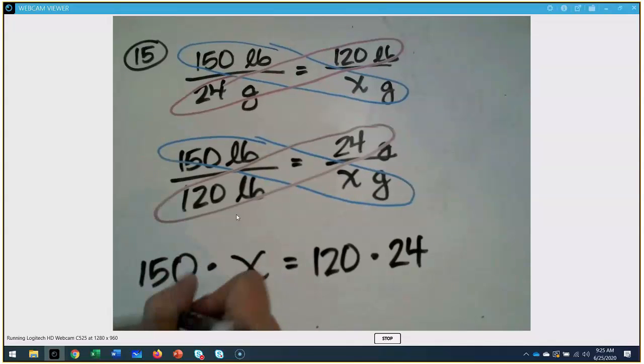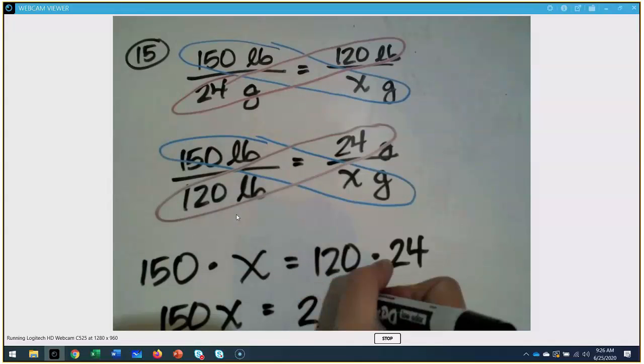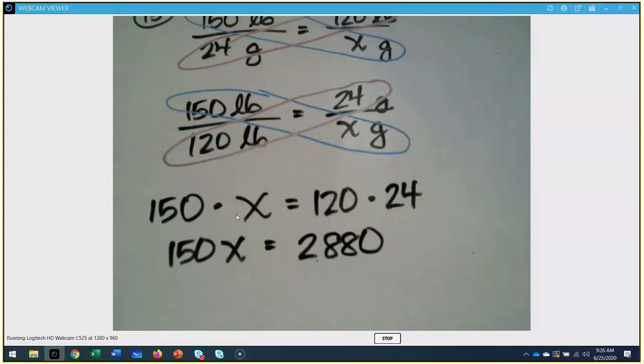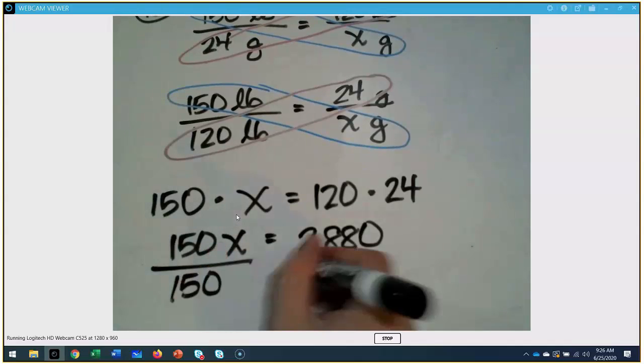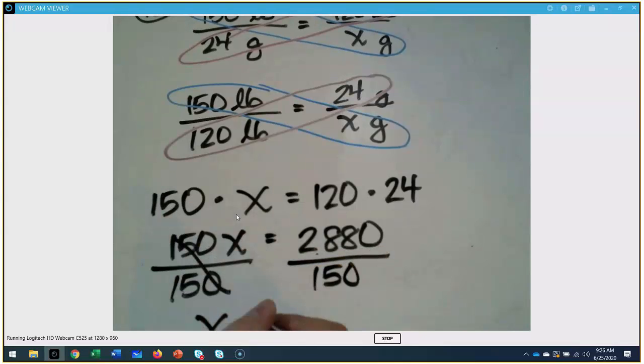So let's see what we get. This will be 150 x and 120 times 24 just gave me that. I plugged it in. Then I'll divide both sides by 150.